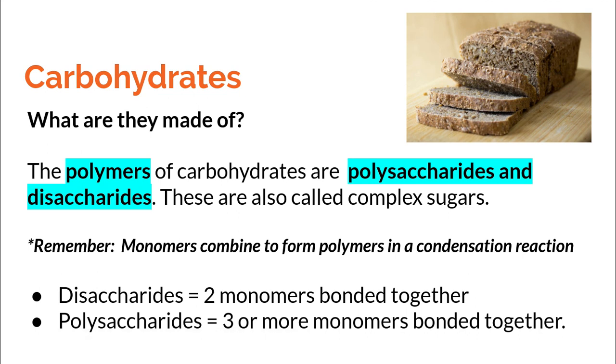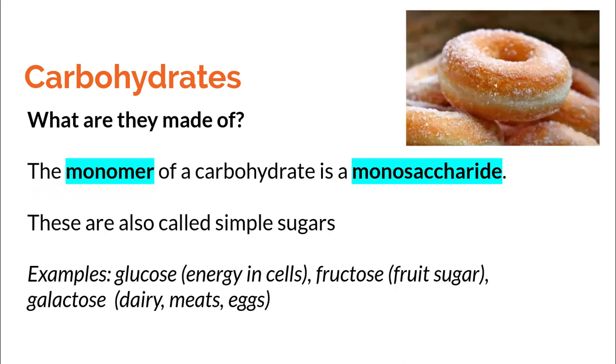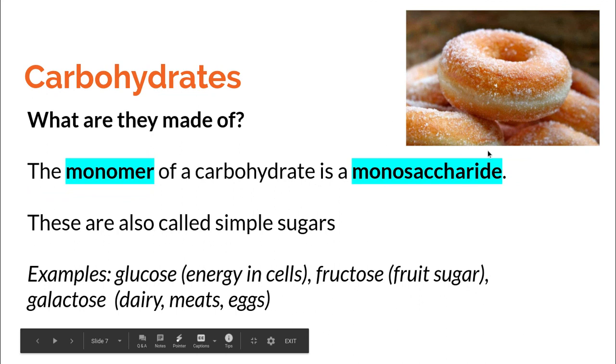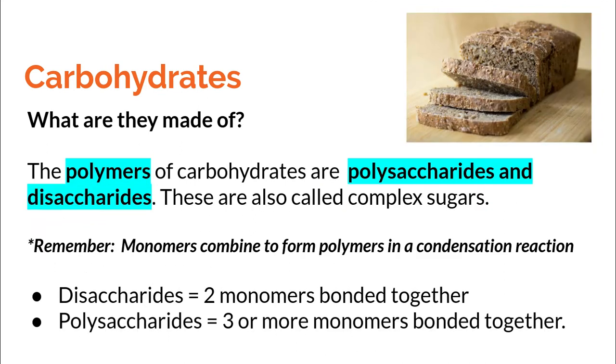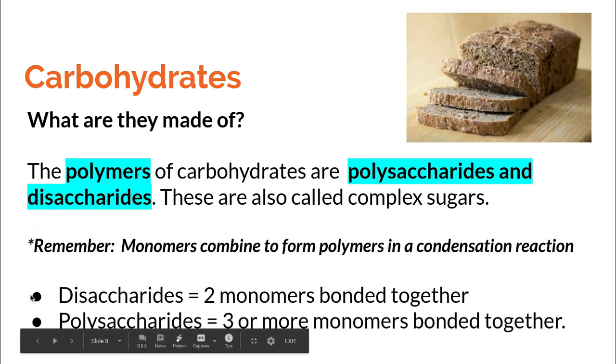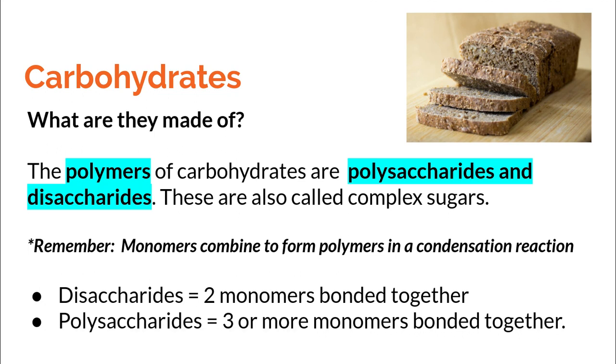So two monosaccharides bonded together makes a disaccharide. A polysaccharide, poly means many, is three or more of these monomers bonded together. If we have three of these connected together or more, it could be 5, 10, 20, 100, that is called a polysaccharide. And again, polysaccharides and disaccharides are both examples of polymers for carbohydrates. These are bigger molecules of carbohydrates that are made of many smaller pieces, many monomers.